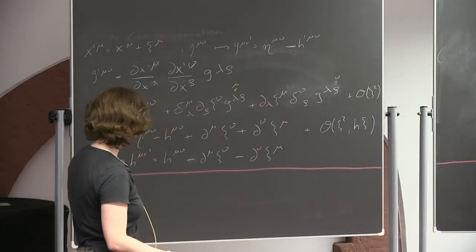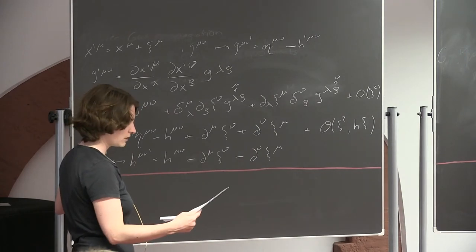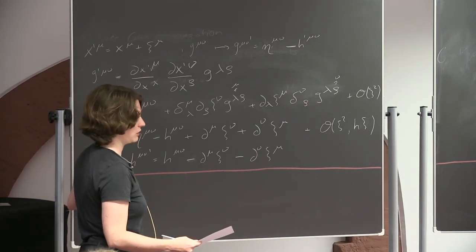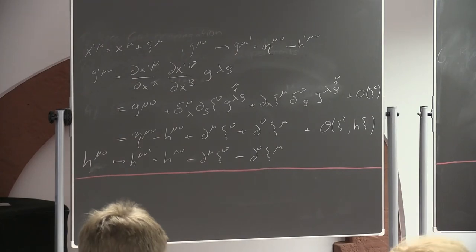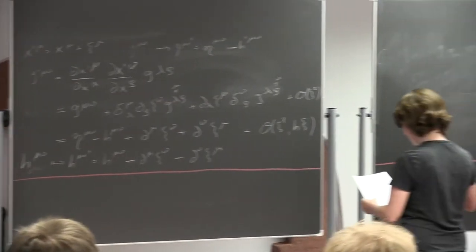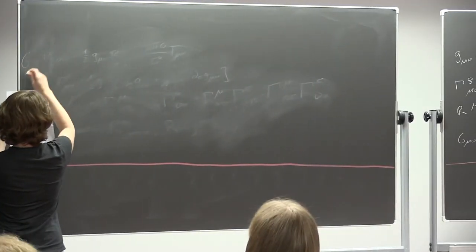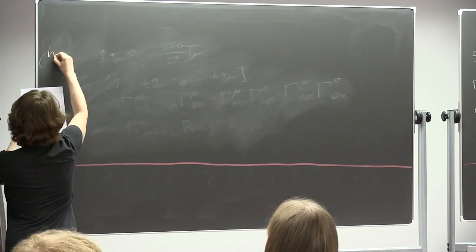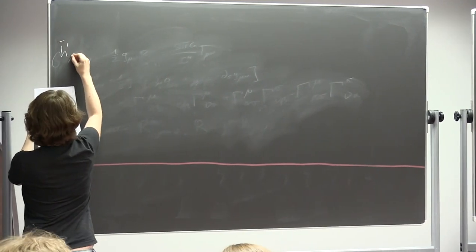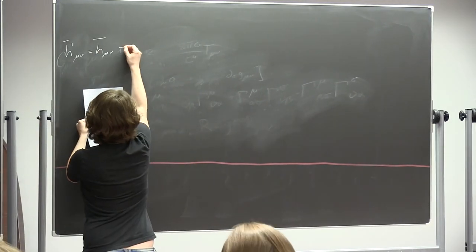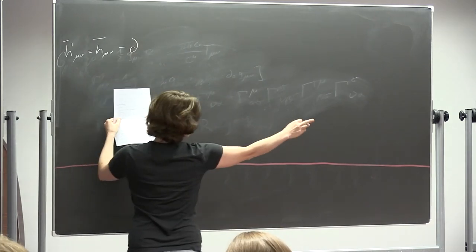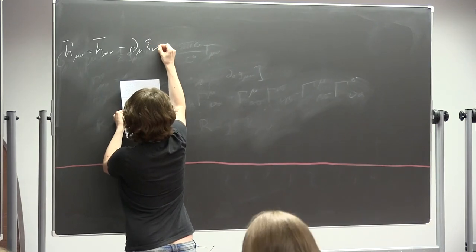Okay, so now we've seen how h mu nu transforms. We will also want to know how h mu nu bar transforms, okay? Because h mu nu bar was the object in which we wrote this in a convenient way. You can just insert this definition here, and you find that h prime mu nu bar, so this is just the first part, the h mu nu part from over there, is of course exactly the same.